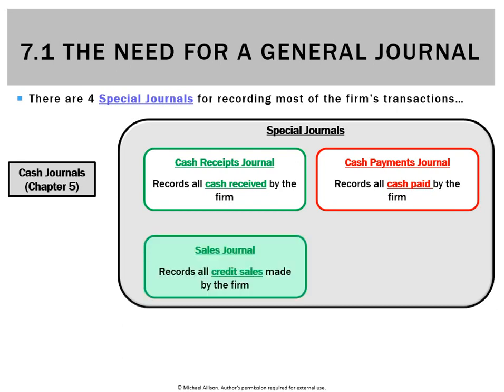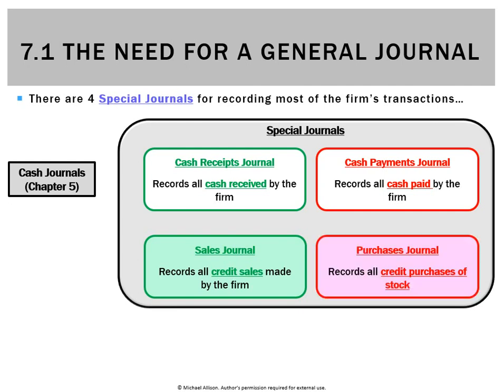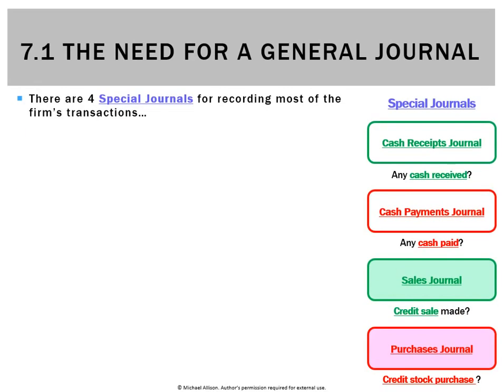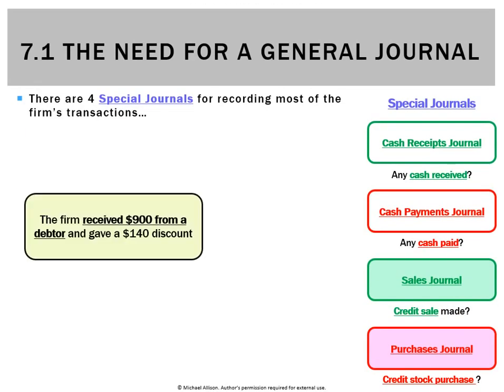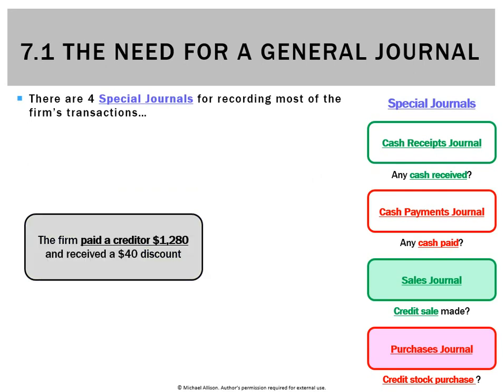Chapter 6 looked at the sales journal, which recorded all credit sales made by the business, and also the purchases journal, which looked at all credit purchases. However, most of our transactions will be able to go on one of these journals. For example, if the firm received $900 from a debtor and gave a discount expense of $140, that'd go on our cash receipts journal. If we paid a creditor and got given a discount, that'd go on our payments journal.